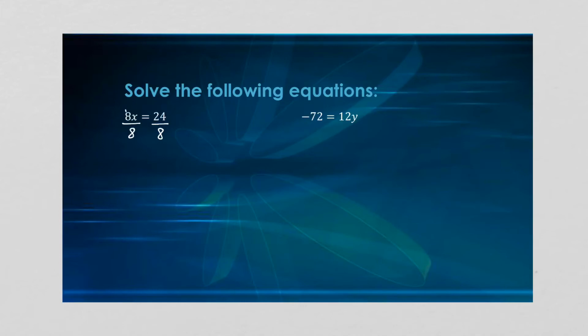So I've got 8 divided by 8 is 1. So I've got 1x, or x, is equal to 24 divided by 8, which is 3. Now again, on the right-hand problem, let's take a look at that. So I've got negative 72 is equal to 12y. Why? You always divide by the number that's in front of the variable. So I want to divide both sides by 12. And so I get negative 6 is equal to y.